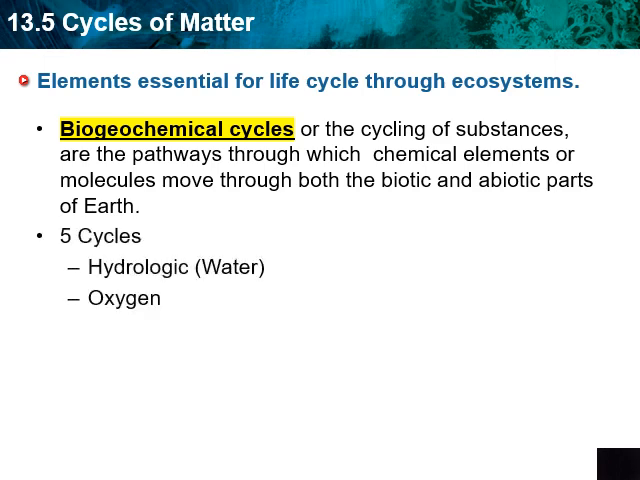Well, first things first. Elements essential for life cycle through our ecosystems. We call them biogeochemical cycles, or the cycling of substances. Those are the pathways through which chemical elements or molecules move through both the biotic, the living, and the abiotic, the non-living parts of the earth. We have 5 specific cycles we're going to talk about, which is the hydrologic cycle. You've heard of it. We've done that before. It's just a fancy term for water cycle. We have the oxygen cycle, carbon cycle, nitrogen cycle, and phosphorus cycle.